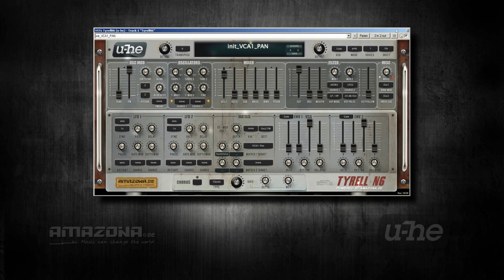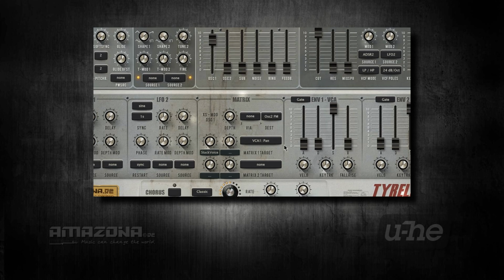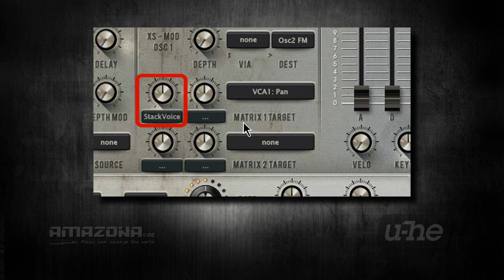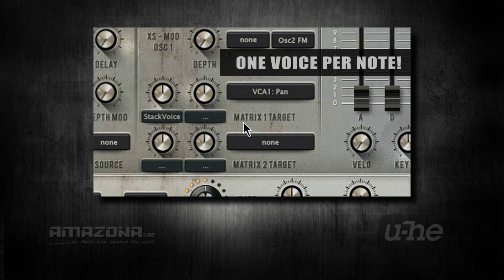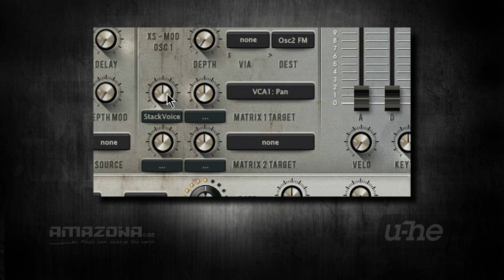The amount of spread of voices across the stereo spectrum is controlled by the Stack Voice modulator. If the number of voices is 1, the modulator will just pan that one voice. The more negative the values are, the more to the left the sound will be positioned, and vice versa.